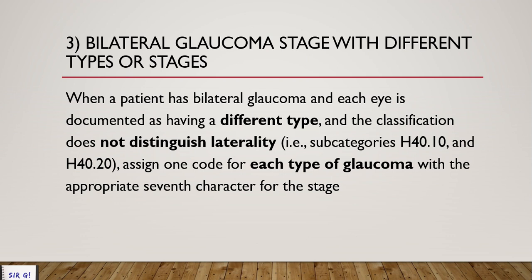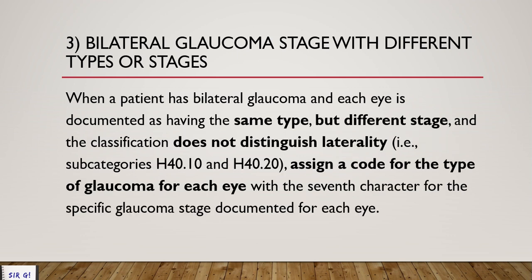Next, when a patient has glaucoma and each eye is documented as having a different type and the classification does not distinguish laterality, again, you still need to code each type of glaucoma. Okay? And different codes for the stages. Same guideline, when the patient has bilateral glaucoma and each eye is documented as having the same type but a different stage, still code a different code for each eye if they have a different stage or different type.